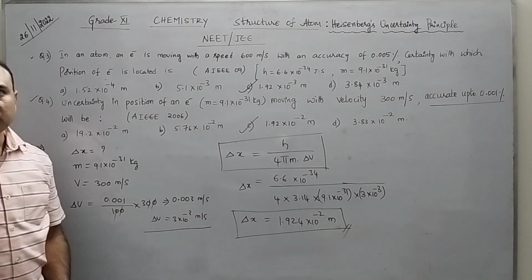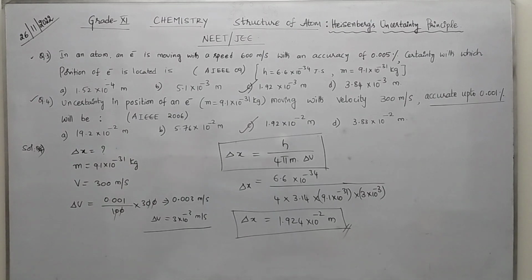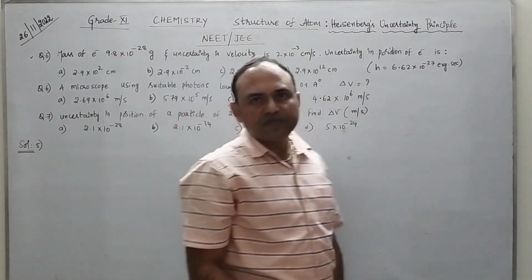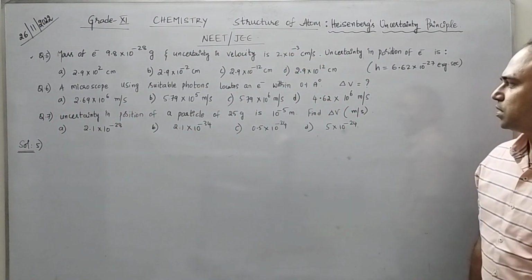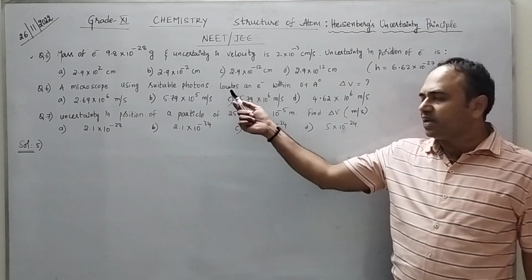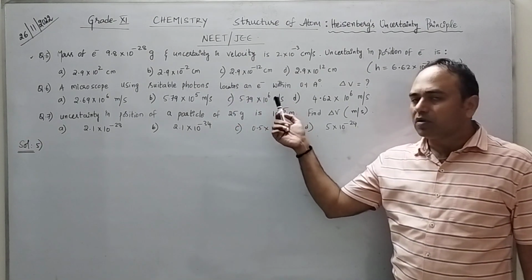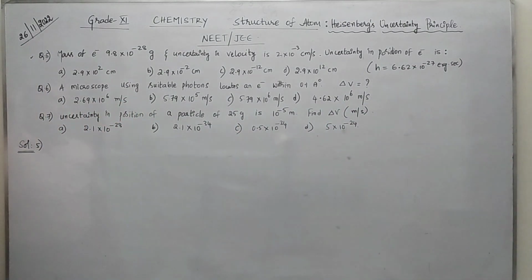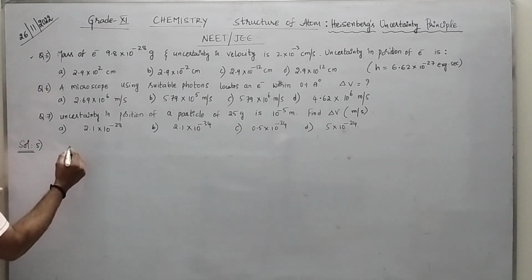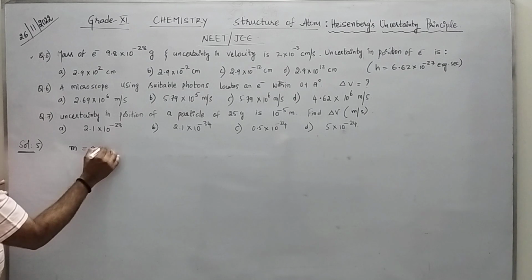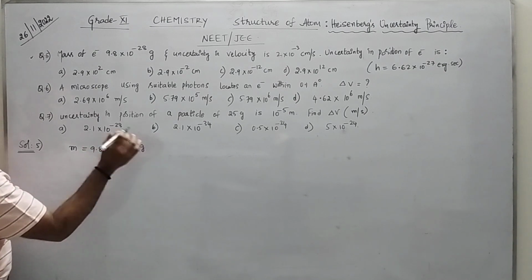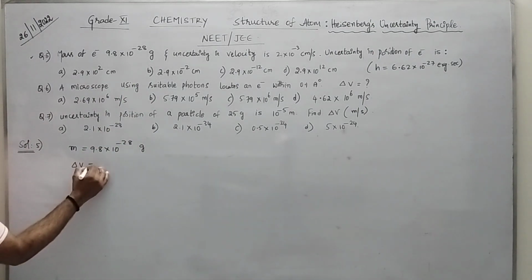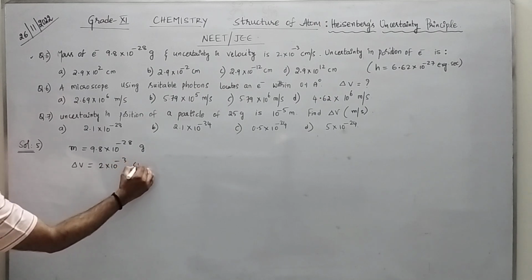Now let us move to 5 and 6. Now we are into the last part of the lecture where we will solve 5, 6 and 7 questions. First you try to read the questions, take some time and solve, then if you are able to do that, it is fine. Otherwise you can see the solution. I'll give the hint now. Mass of an electron, they have mentioned m is 9.8 into 10 to the power of minus 28 gram. CGS units is followed in this question. Uncertainty in velocity delta v is given as 2 into 10 to the power of minus 3 centimeter per second.